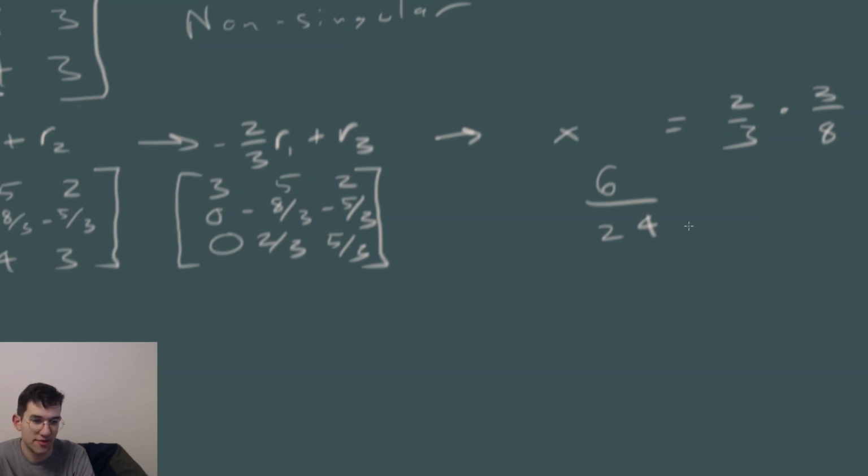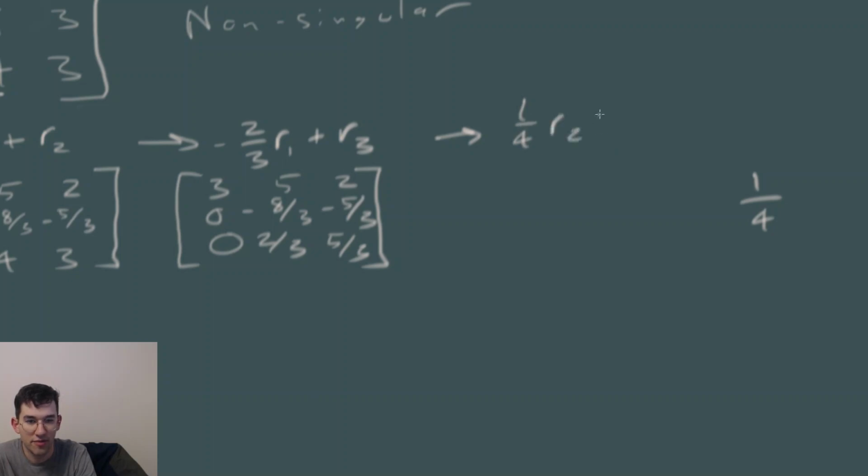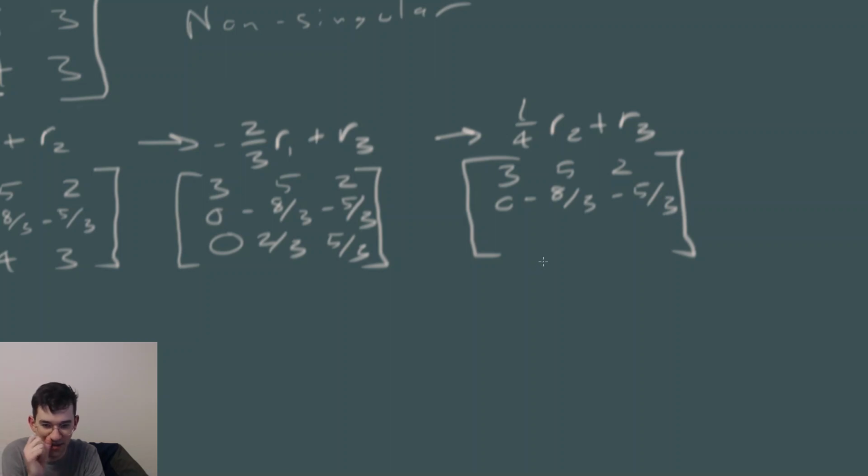6 is a factor of 24. So 24 is 12 times 2, which is also 4 times 6. So we can cancel the 6's. We're left with 1 on top, 1/4. X equals 1/4. So 1/4 row 2 plus row 3. All right, let's write down the ones that don't change. 5, 2, 0, negative 8 thirds, negative 5. We can just stop right now because I have a feeling this is just going to work out.